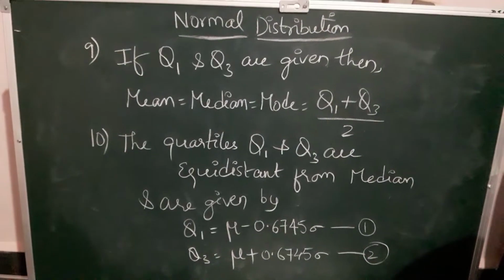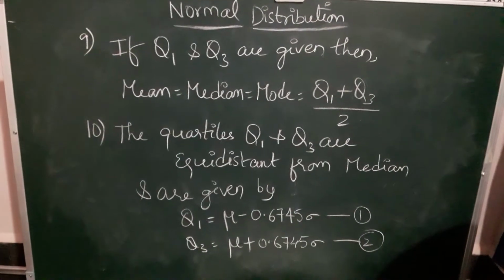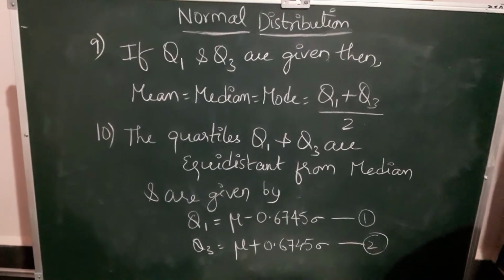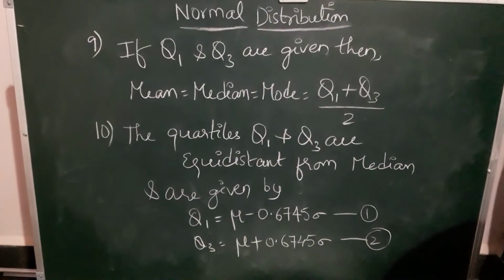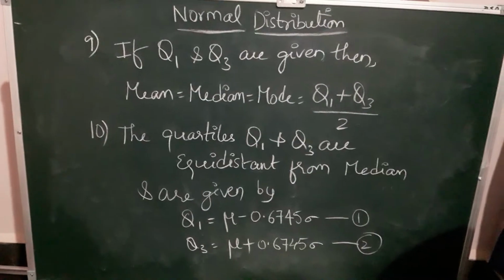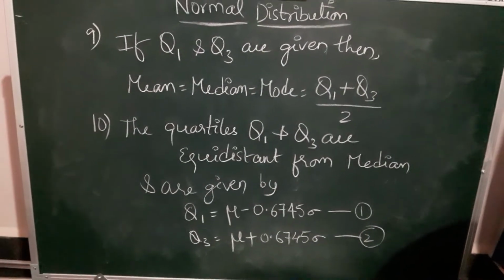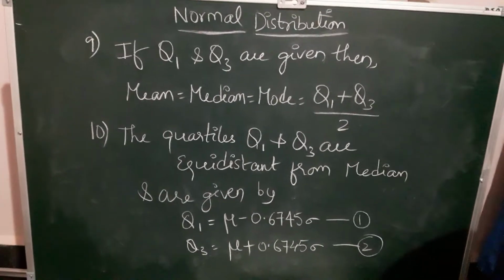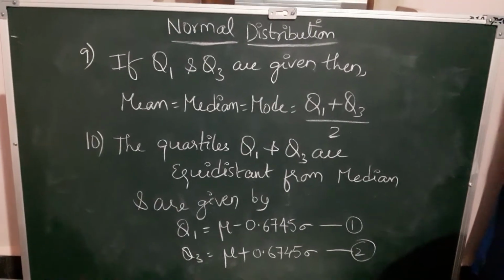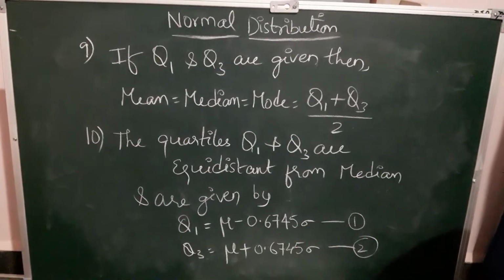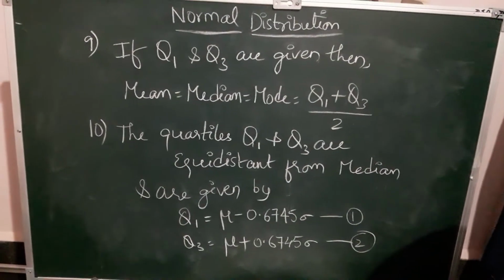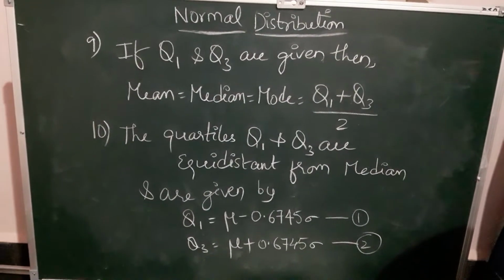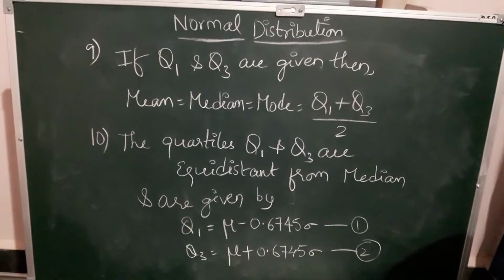Good day students. In the previous video we have seen a total of 8 properties. Now here comes the continuity of properties of the normal distribution. I have given here property number 9. Look at it carefully. If Q1 and Q3 are given, what is Q1? The first quartile, or the lower quartile as we can also call it, and Q3, the upper quartile, are given.